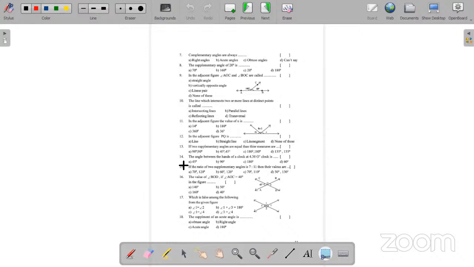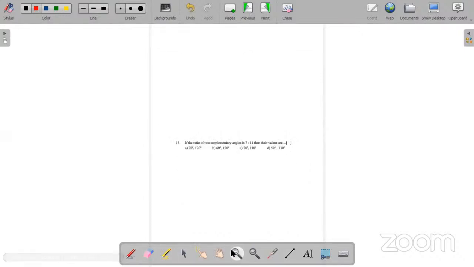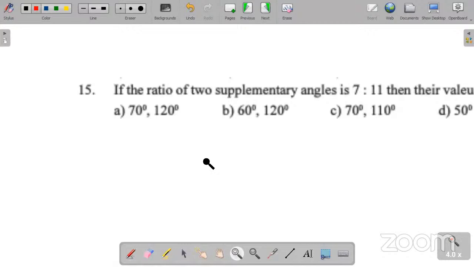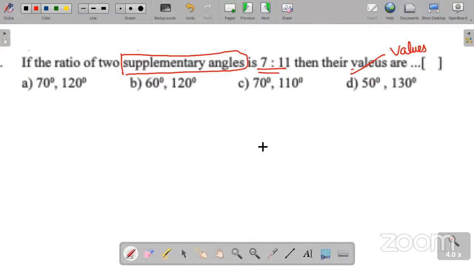Next, I will move to this application type of question. The ratio of two supplementary angles is 7:11. Then the values are... What are the angles? First, 7:11 means you can find the ratio. You can eliminate here also.